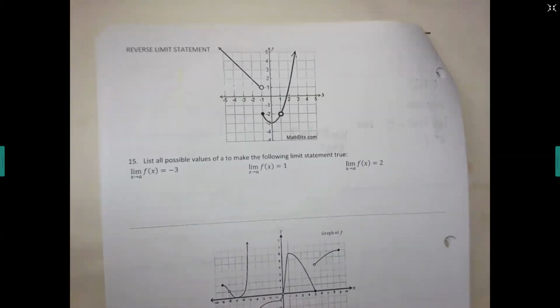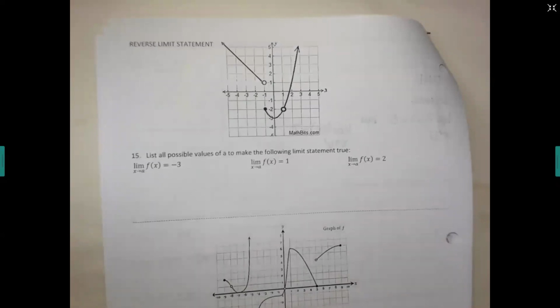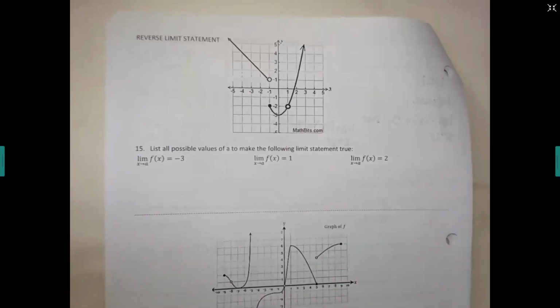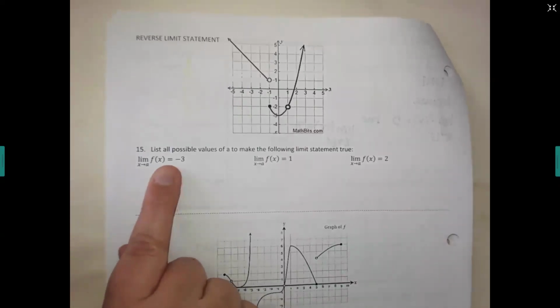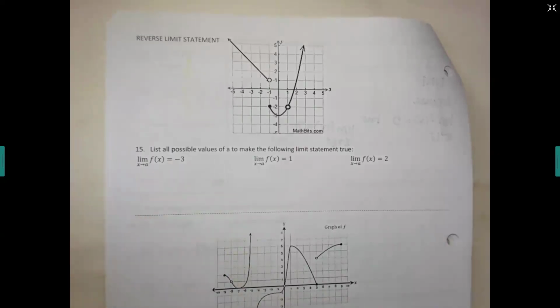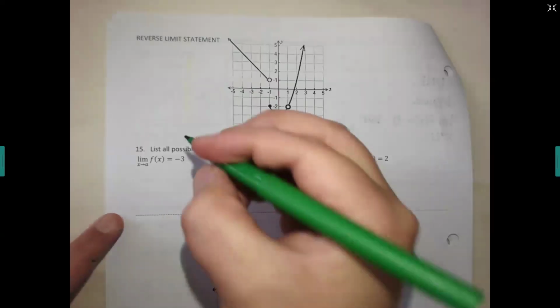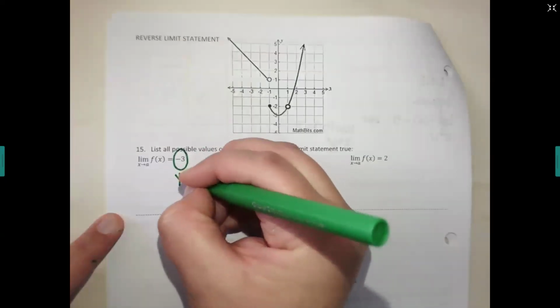All right, this next little section is going to be reverse limits. Okay, and the reason that I'm calling them reverse limits is that look at where your variable is for these limit statements. You have the limit answer, and you're wanting to pick what this number needs to be. So here's what I want you to do. Take a look at your graph, and I want you to find all of the places where your limit would be equal to -3, and just put a dot on your graph wherever that happens. So -3 is the y value that I want.